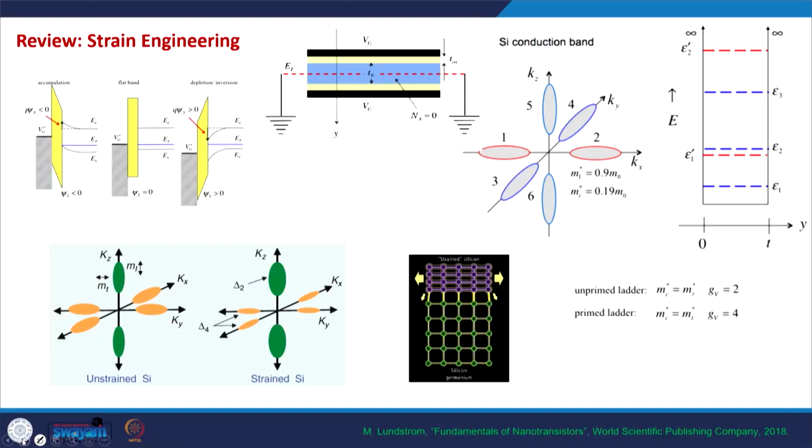Okay, so after the 2D electrostatics, we had a discussion on strain engineering, how strain can enhance the performance. Strain applied in certain directions can enhance the performance, giving better current in a nanotransistor.